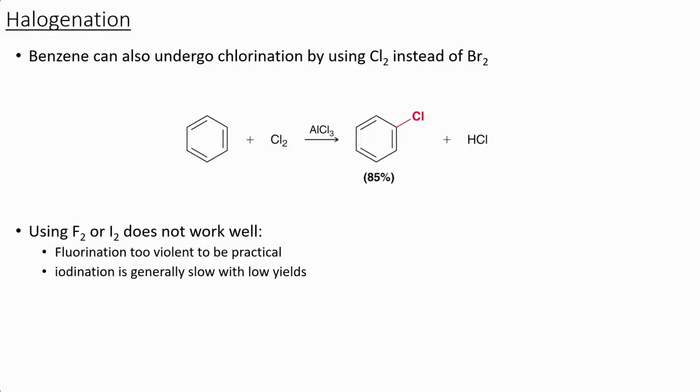Iodine and fluorine will not work. Fluorination will be too reactive, so too violent to be practical, and iodination will be too slow. So we have two extremes as far as fluorine and iodine, and this makes sense if you think about where they are on the periodic table and compare the atom size and electronegativity of these. But chlorine and bromine are the sweet spot for this to occur.